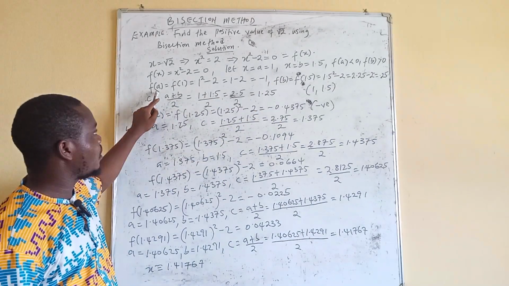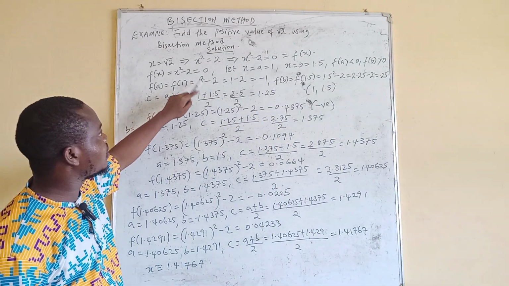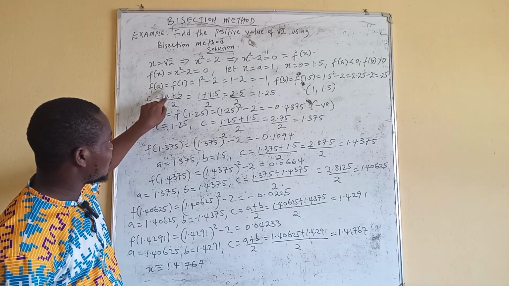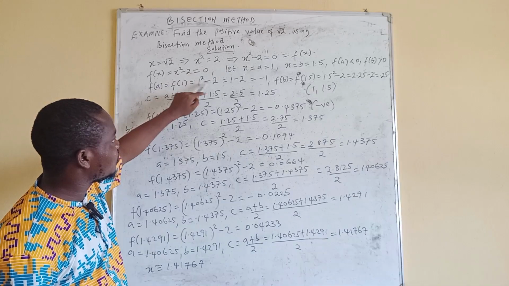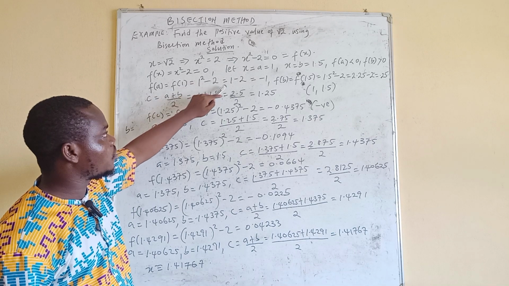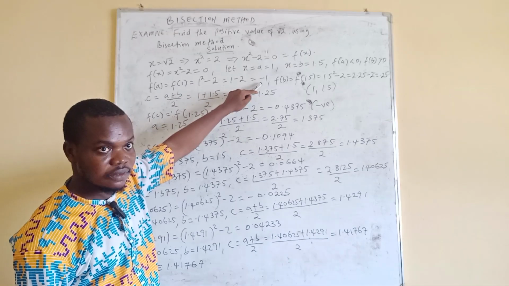So we check f of a, we have f of 1, which is 1 squared. In this case, x is a, which is 1. So we say 1 squared minus 2. 1 squared is 1, and 1 minus 2 is going to give us minus 1.